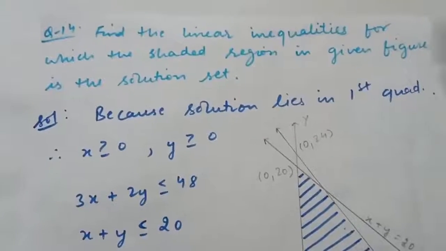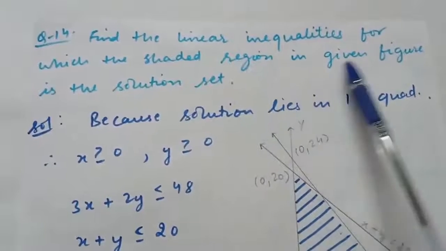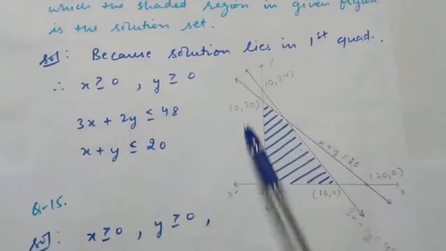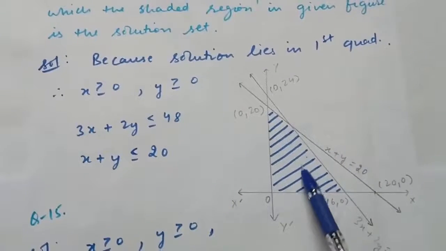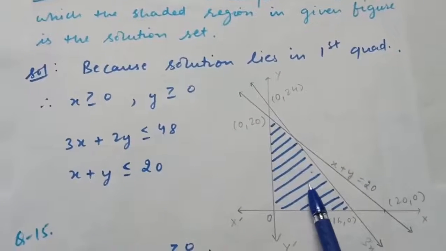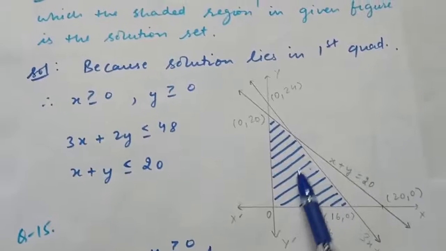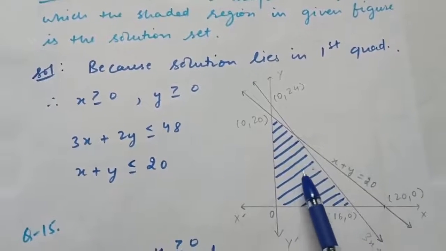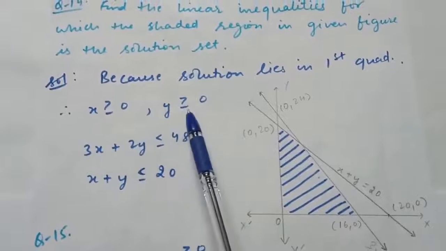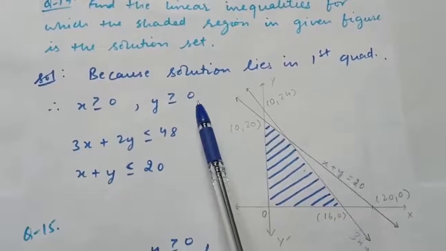Now question number 14. Find the linear inequalities for which the shaded region in the given figure is the solution set. So see, this figure is given. This shaded portion is the solution set. We have to find the pair of linear inequalities which satisfy this solution. So first of all, we can see the solution lies in the first quadrant. So we get these two inequalities, x greater than or equal to 0 and y greater than or equal to 0.